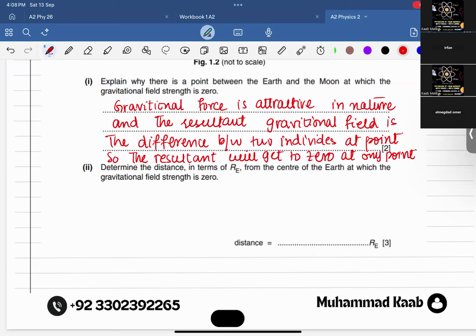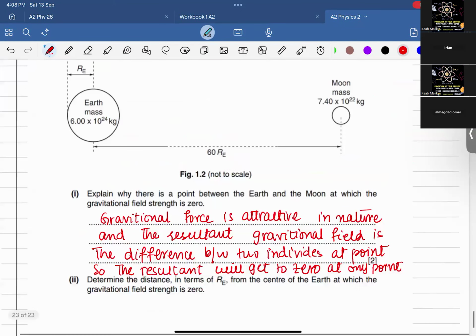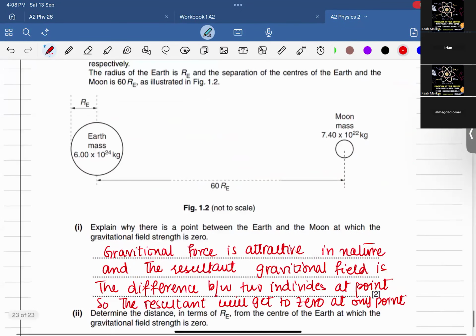Now, here comes the important thing. So now they're saying determine the distance in terms of RE from the center of the Earth at which the gravitational field is zero, right? You should know that the gravitational field far from the Earth should get to zero, right? So let's assume that at this point the resultant gravity is zero.